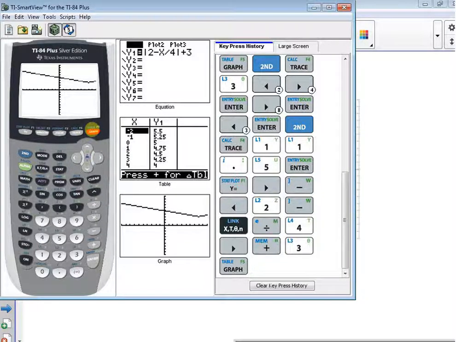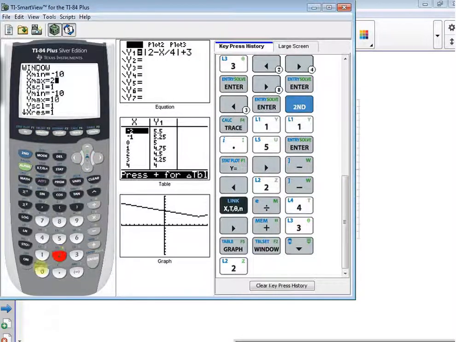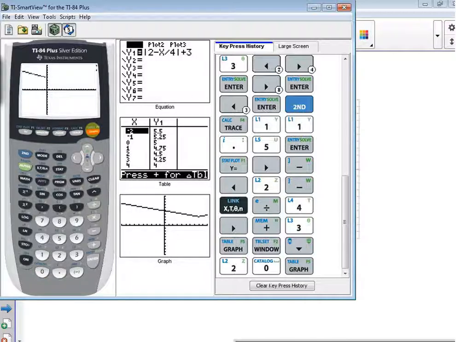So I'm going to go to the window. We haven't done this before. I need to see a little bit more of the right side of the graph, which would affect the x max. So I'm going to change that to 20. And then I'm going to hit graph. Everything else is fine. And now it adjusted the screen to the right, so now I can see everything.